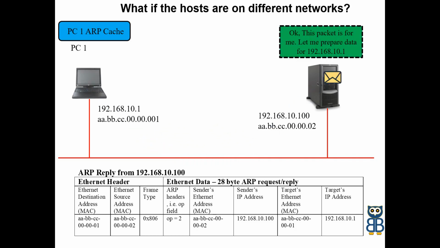In step 8, the source machine will process the ARP reply from the destination. It stores the sender hardware address as the layer 2 address of the destination. In step 9, the source machine will update its ARP cache with the sender hardware address and sender protocol address it received from the ARP reply message.